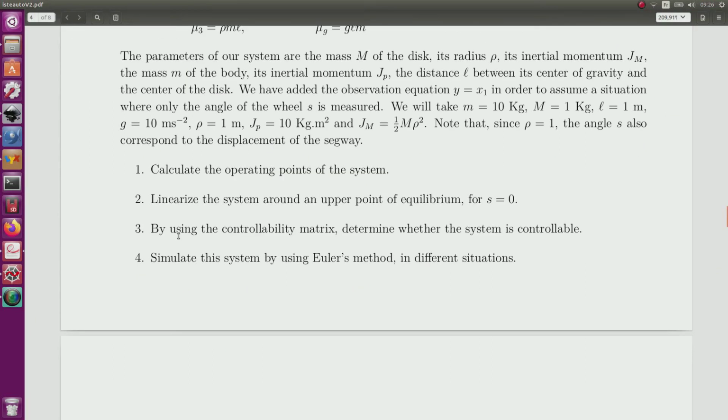Question number 3. By using the controllability matrix, we have to determine whether the system is controllable, but of course it is not required here. But in practice, it is important to check that the system is also observable, so that we can control it with a state estimator also. Here it is not only asked to check for the controllability.